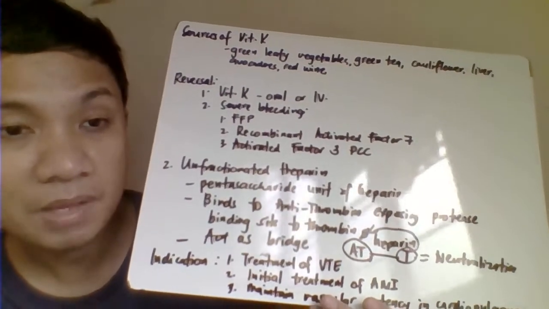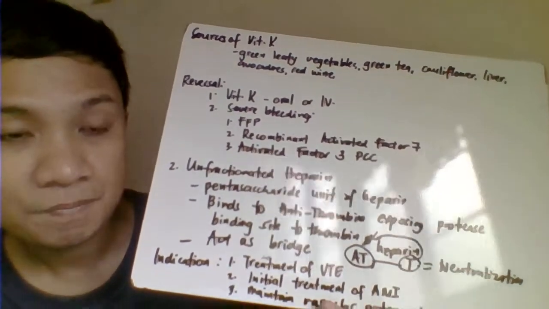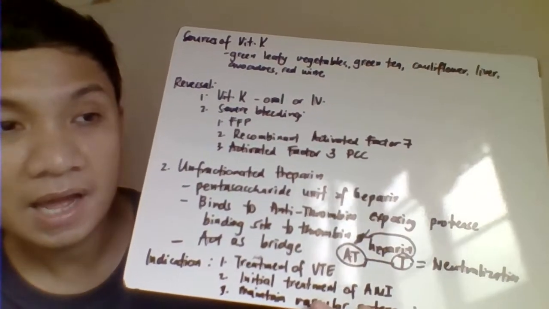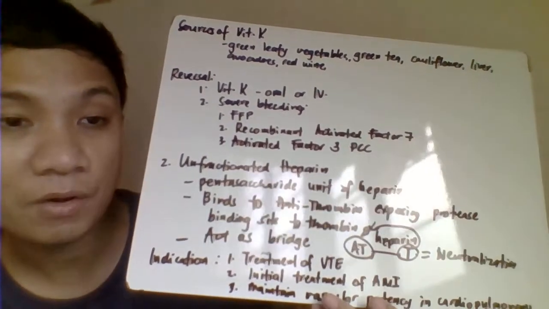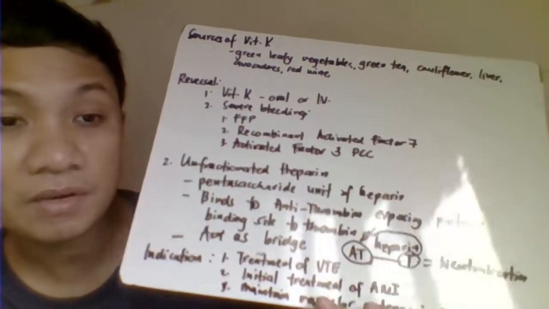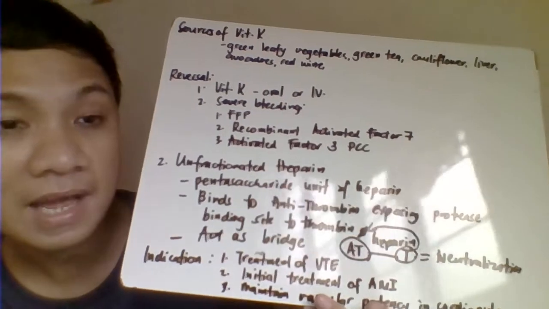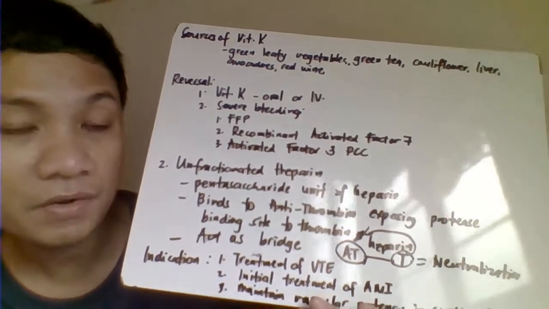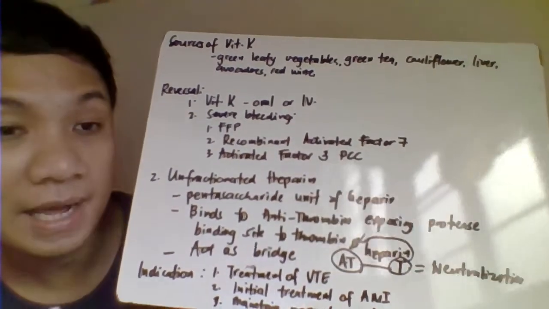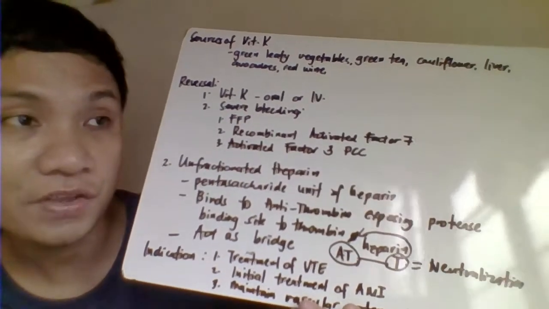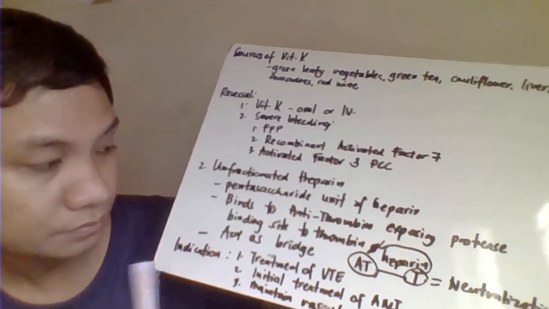Remember that thrombin is your factor 2, and therefore it will not allow the clotting process with activation of coagulation factors because you are lacking factor 2. And therefore the patient will not be able to form a clot. So that's the action of your unfractionated heparin.